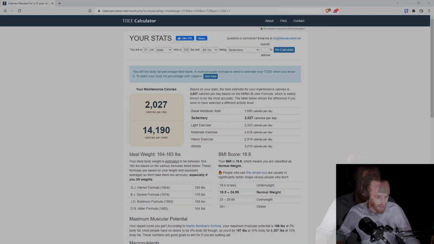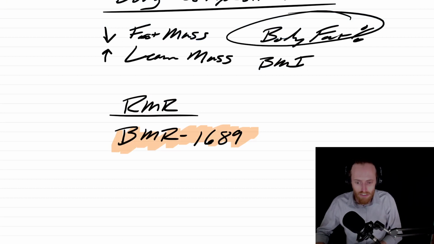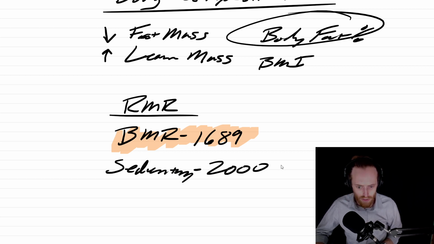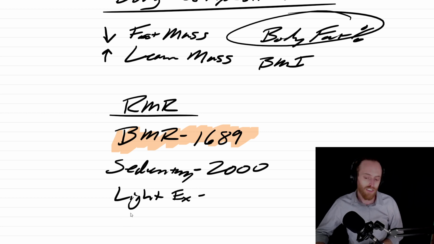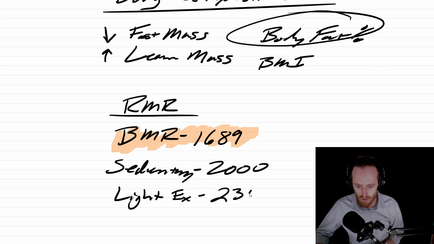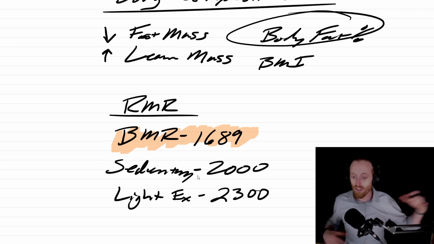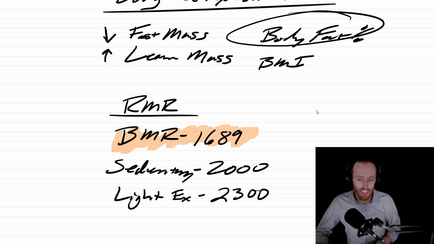I'm going to move us back over here. So we have our basal metabolic rate. You typically don't want to eat below that. Let me write my sedentary in here. It's about, we'll just call it 2,000 calories. And then let's go with just light exercise, because that's where most exercisers are at. So that's about 2,300.